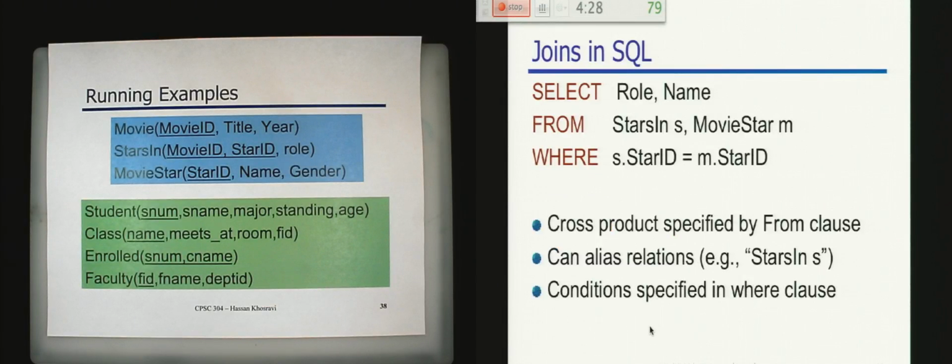So I can do select, we'll talk about what later. From, I can have multiple tables in the from part. I have stars in, and I also have movie star. Note that I can use alias in order to avoid writing out the whole thing every time. So I'm using an alias S for stars in, and M for movie star. So that means now I can say S.starId instead of writing out stars in dot star ID. And I can say M.starId instead of saying movie star.